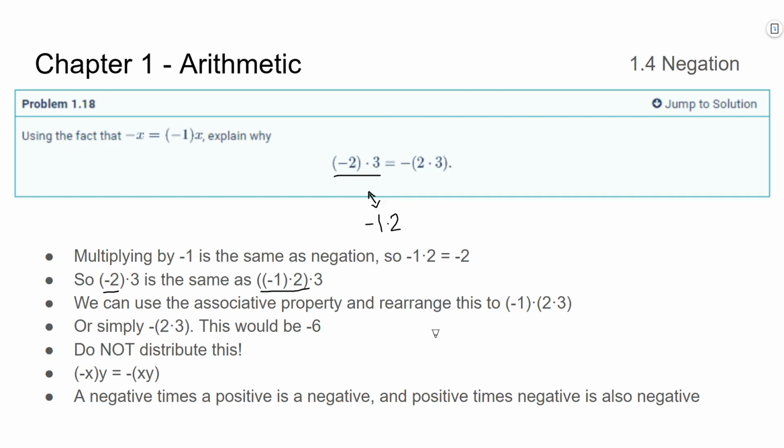And then we can use the associative property to rearrange this. So we can change this grouping around to make it look like this: -1 times 2 times 3. We know 2 times 3 is going to be 6. We know 6 times -1 is going to be the negation of 6, so that's going to be -6.